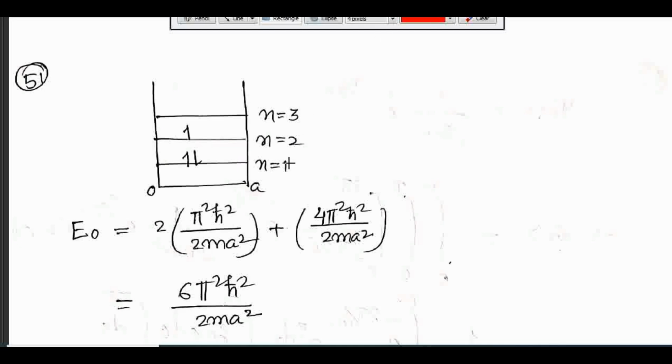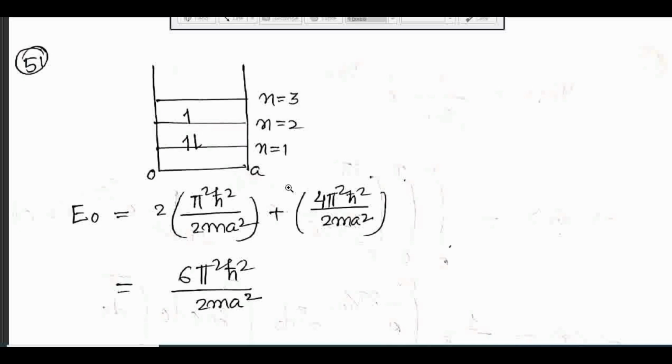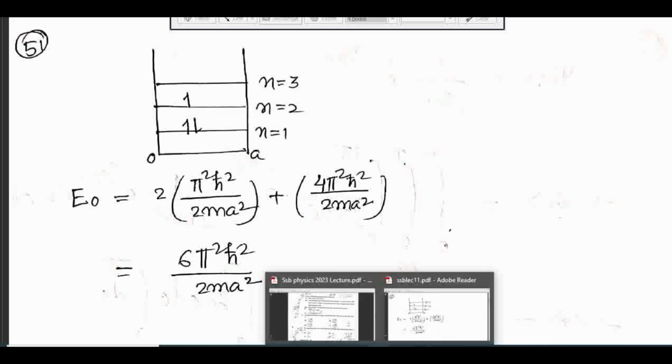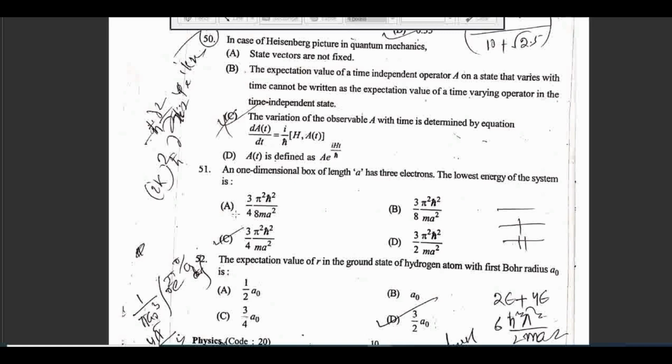Then you apply the formula n squared pi squared h bar squared by 2m a squared. After calculation you will get 6 pi squared h bar squared by 2m a squared. But if you see the options, there is no option like this. So no doubt this was a grace mark question. That means irrespective of whether you answered or not, full marks are given to all students.